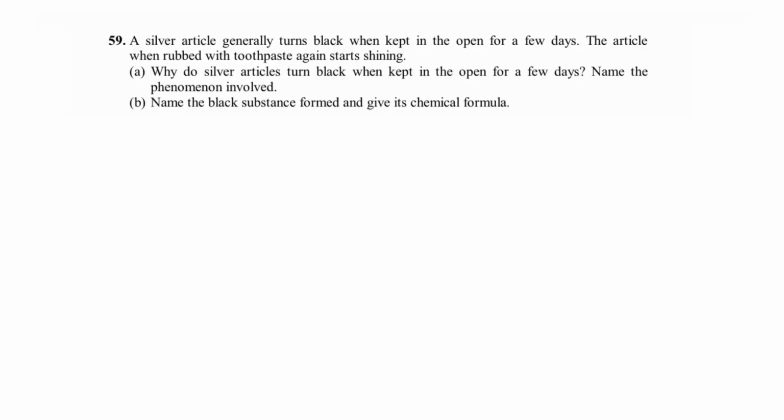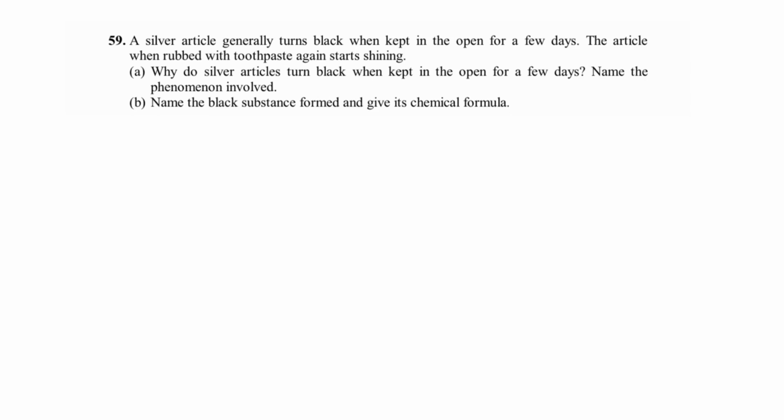Okay, next question. A silver article generally turns black when kept in the open for a few days. The article, when rubbed with toothpaste, again starts shining. Why do silver articles turn black when kept in the open for a few days? Name the phenomenon involved, name the black substance formed, and give its chemical formula. This is the question, right?